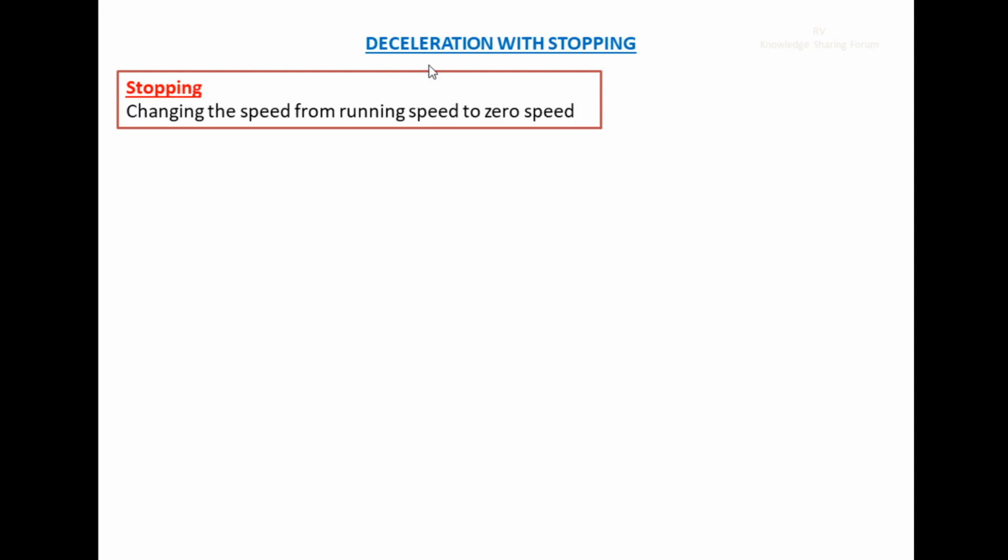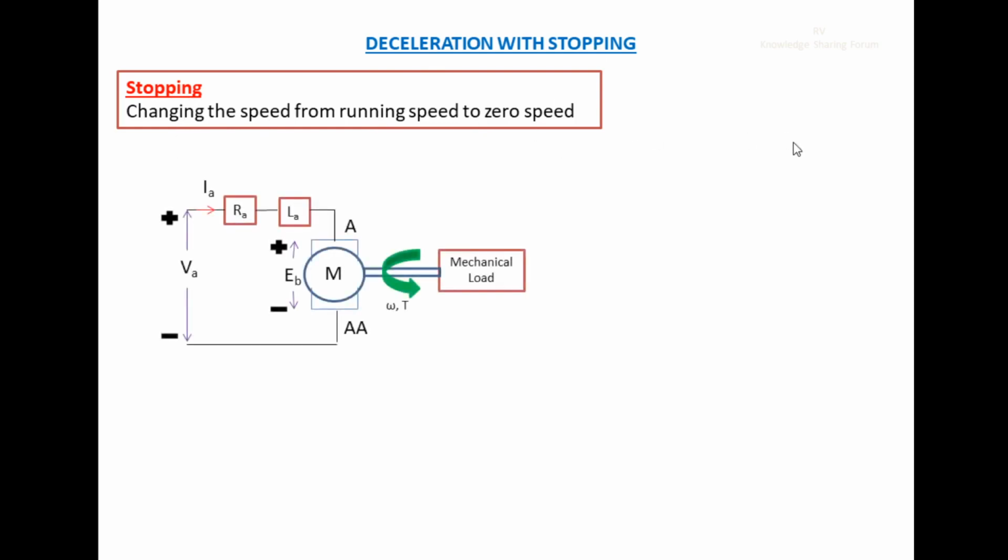Before going to the deceleration, let us discuss stopping. Changing the speed from running speed to zero speed is known as stopping. Let me explain through an example. Here, this is an electric motor drive again. Now, if you are able to decrease the running speed of this electric motor drive from a particular speed to zero, then that is said to be stopping.